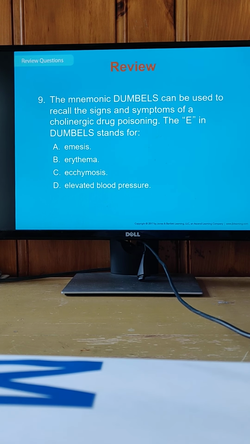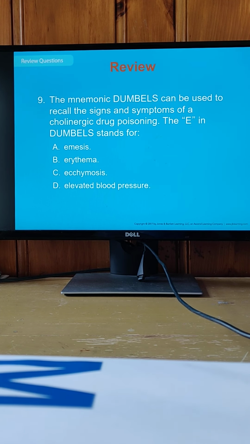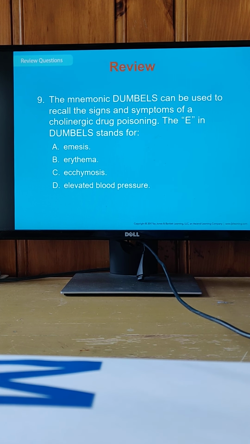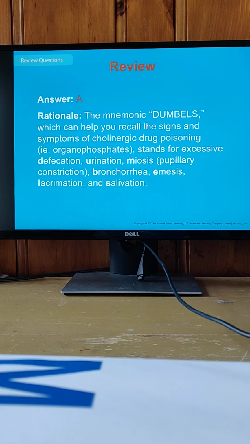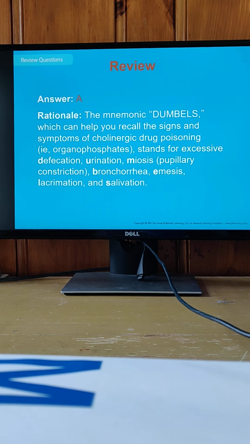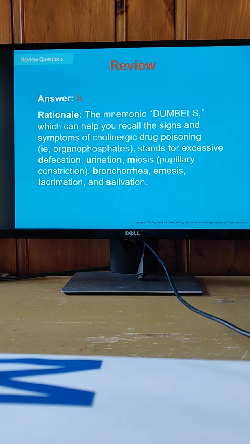Okay? The mnemonic DUMBBELS can be used to recall the signs and symptoms of a cholinergic drug poisoning. The E in DUMBBELS stands for what? Oh yeah, emesis. Okay.